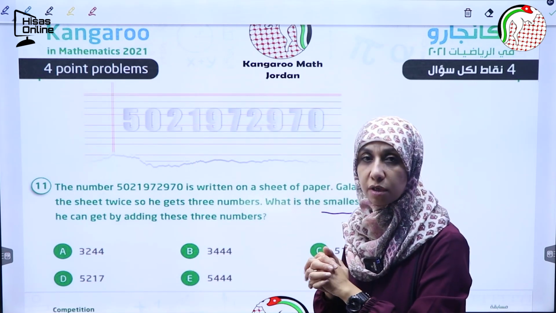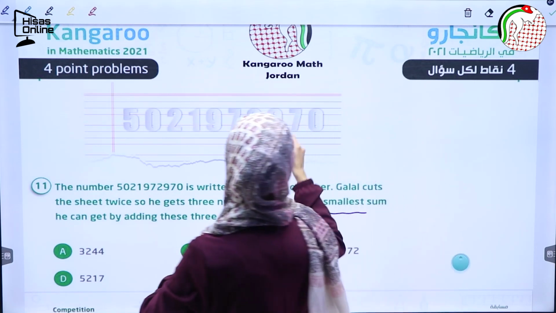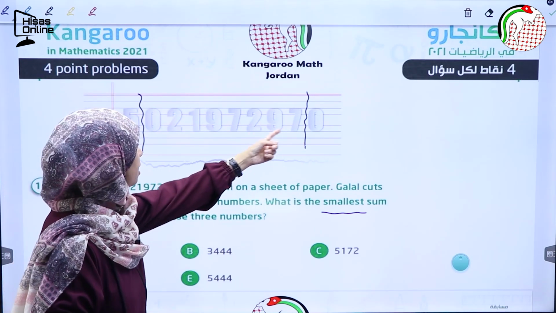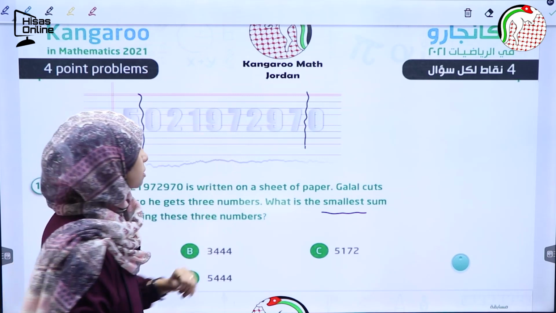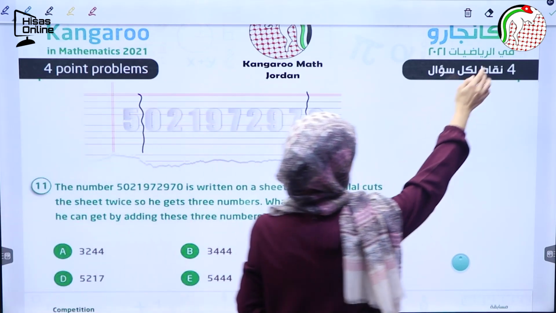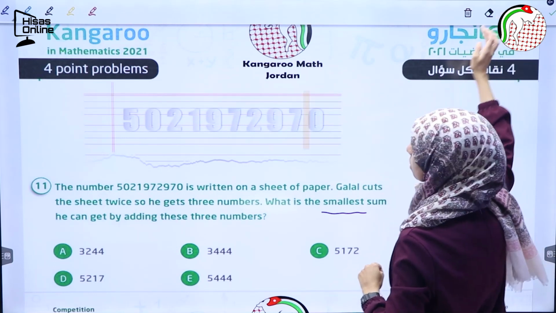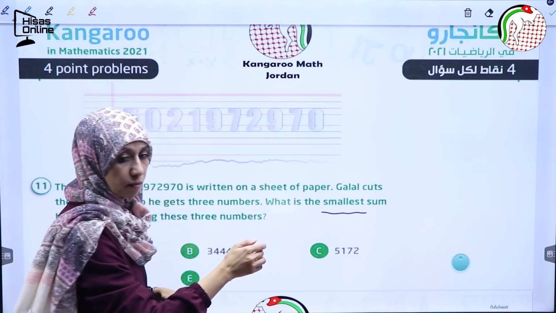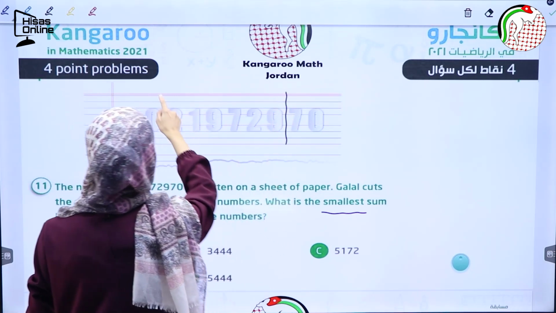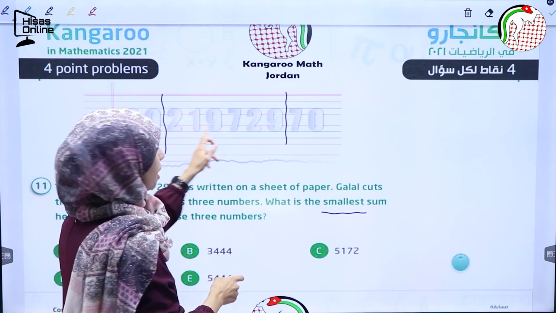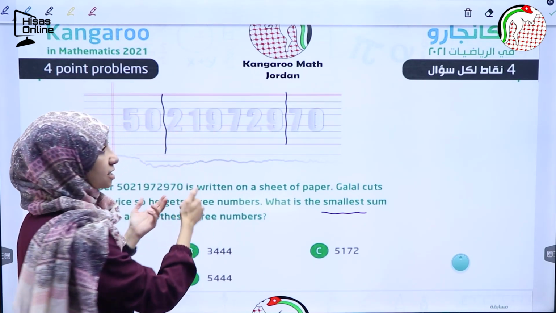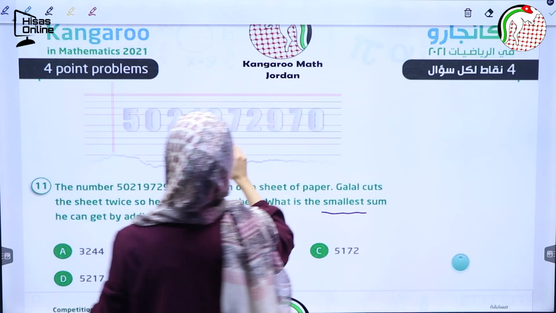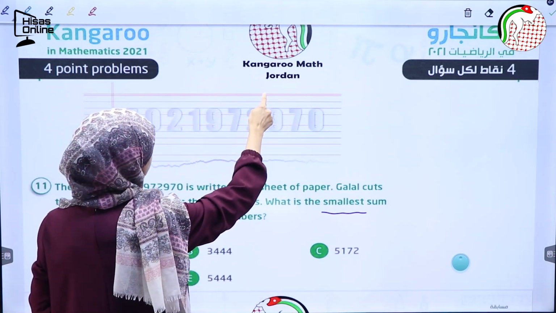Now, how to think about this question? If you make the cut here, you will have a huge number, more than 4 digits. So let's think about another way. If you cut again here, again, can you see a huge number? 2, 4, 6 digits. So we can't cut here. Then let's move to make it smaller.